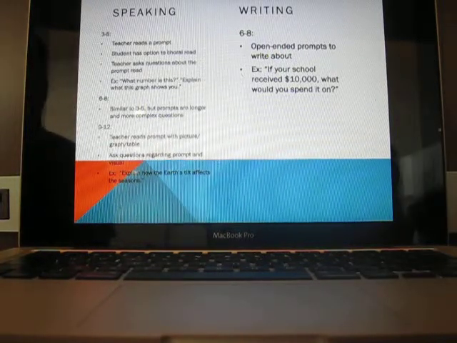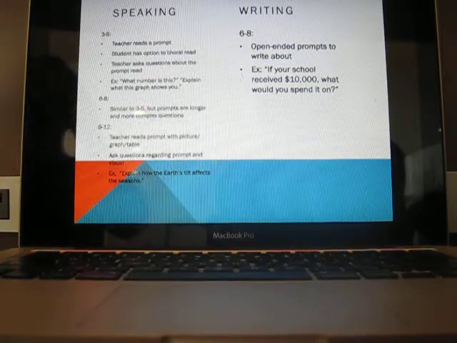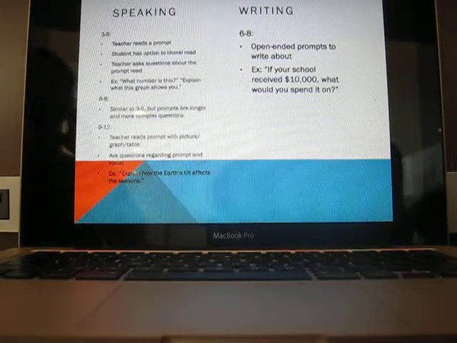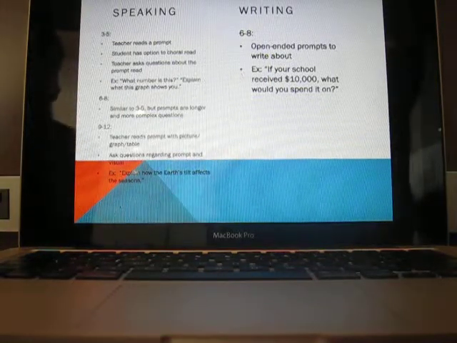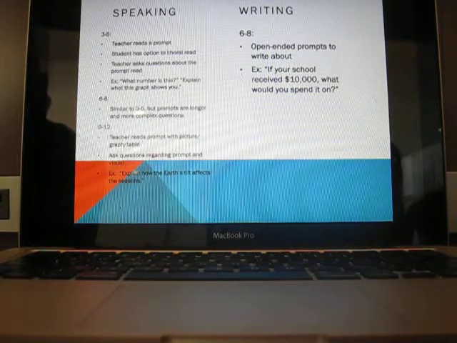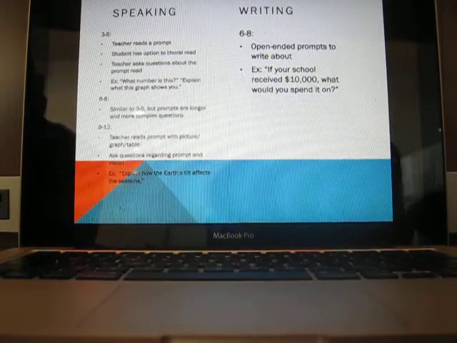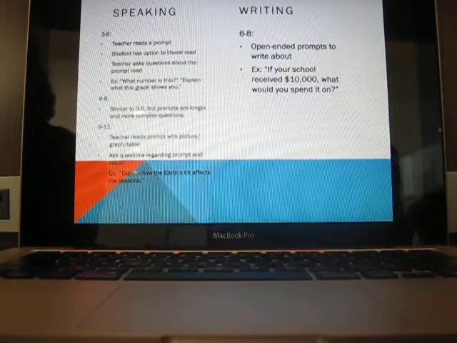In clusters 6 through 8, it's very similar to 3 through 5, but prompts are longer and more complex. And in 9 through 12, the teacher reads a prompt with some sort of visual, a graph, or a table. They ask questions regarding the prompt and visual. For example, the teacher might say, "Explain how the Earth's tilt affects the seasons."